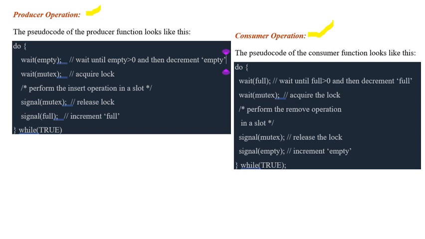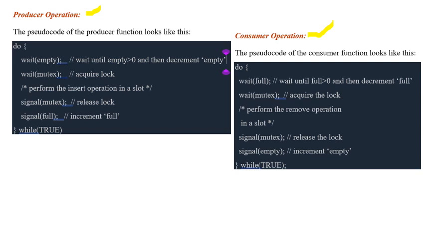Then it acquires the lock on the buffer so that the consumer cannot access the buffer until the producer completes its operation. After performing the insert operation, the lock is released and the value of full is incremented because the producer has just filled a slot in the buffer. I hope by checking this pseudocode, you have understood how the producer operation happens.